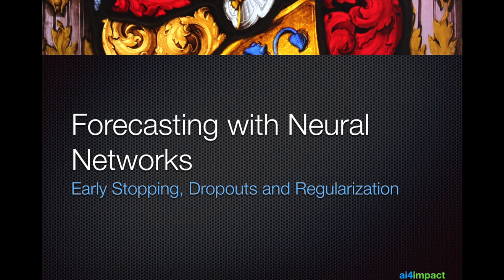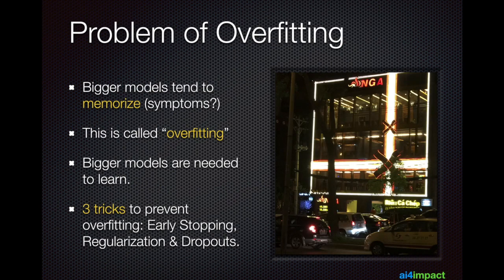In this section, I'd like us to talk about 3 very important techniques to help your network learn well. All 3 techniques deal with overcoming the problem of overfitting or overtraining, which is very common with neural networks, as we discussed in session 3. The problem of overfitting is that bigger models tend to memorize the training data. The symptom is that the test losses remain high while the training losses go down to nearly 0. But bigger models are needed in order to learn more complex data. The 3 tricks we use to prevent overfitting are early stopping, dropouts, and regularization.